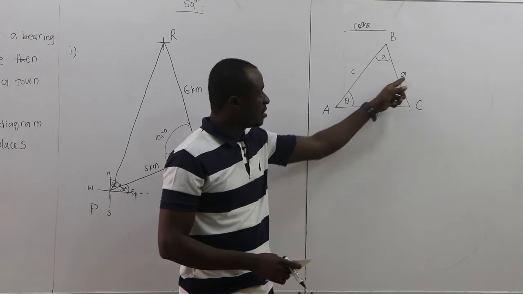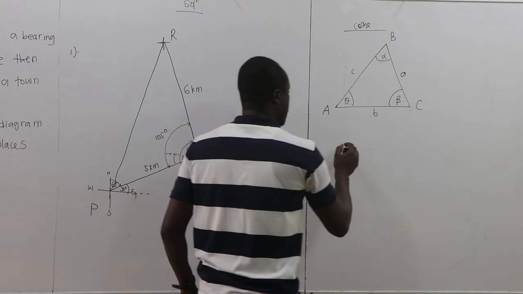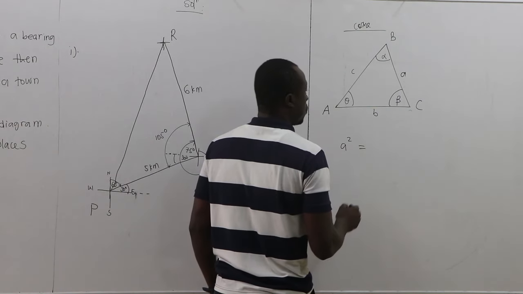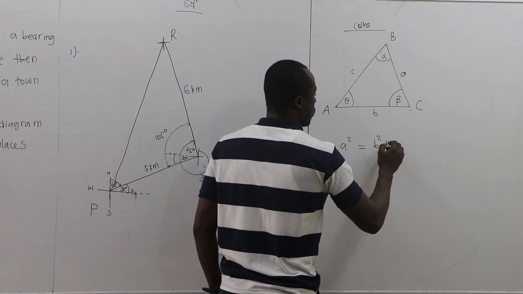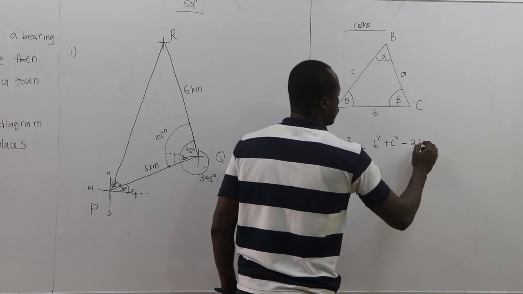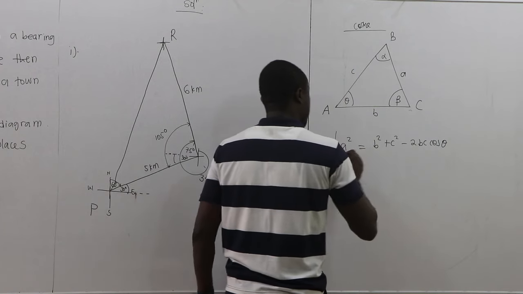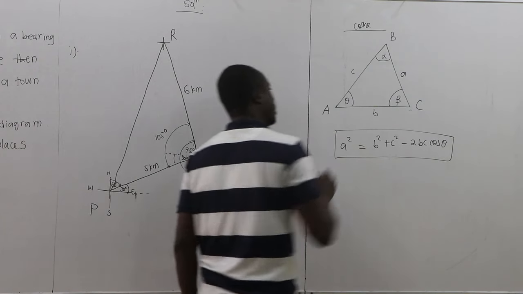Clearly, the angle is facing this side. So we say a squared is equal to b squared plus c squared minus 2bc cos of the angle. What is the angle? The angle is theta.